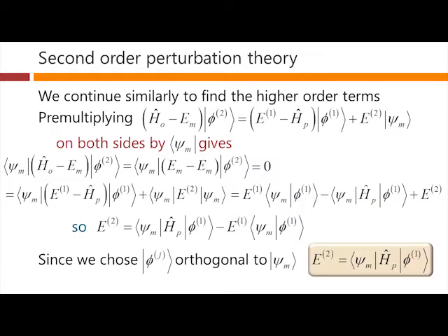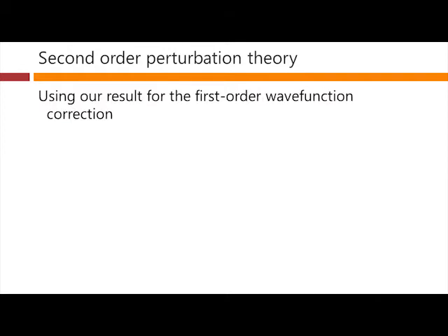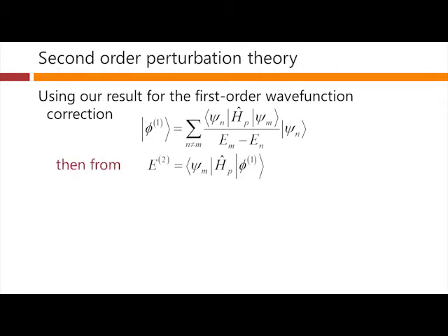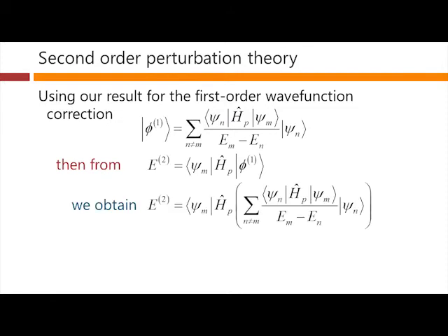And so, therefore, we're just left with these terms, that E2 is equal to ⟨psi m| HP |phi 1⟩. So you see, incidentally, that the second order energy correction depends upon the first order correction to the wave function. If we use the result for our first order wave function correction that we already figured out, which was this expression here, we can put that back in here if we want and obtain a more explicit expression for E2.